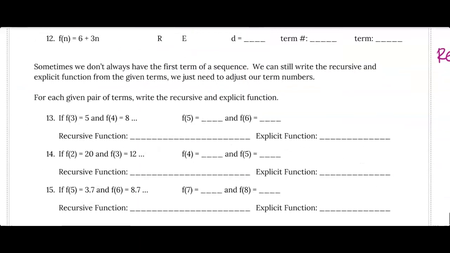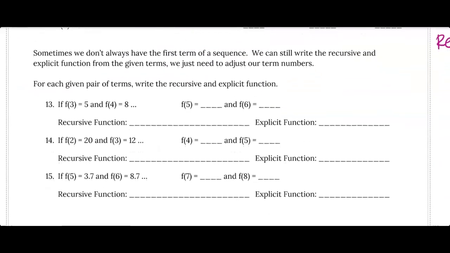Jumping on down to the bottom part, this is the last piece that we'll talk about, and then we'll finish this up in class. Sometimes we don't always have the first term of a sequence. We can still write the recursive and explicit function from the given terms. We just need to adjust our term numbers. So for each of the given pair of terms, write the recursive and explicit function.